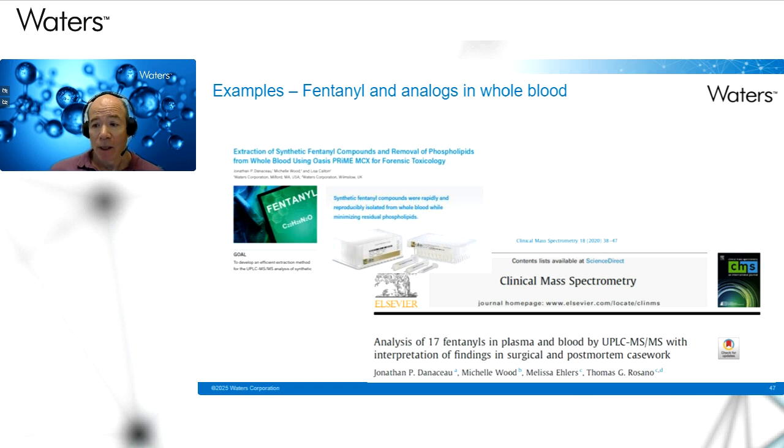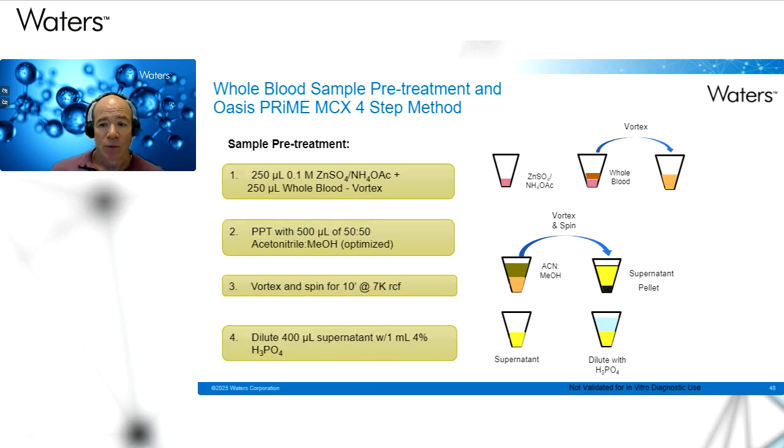Another example is looking at fentanyl and some of its newer analogs in whole blood. This is work we did a couple years ago, published as an application note as well as a peer-reviewed paper. In this case, we're looking at whole blood, and so it's a little more complex. We start with our sample pretreatment. It's a 1-to-1 with zinc sulfate and ammonium acetate, followed by a second 1-to-1 precipitation with acetonitrile and methanol. We then spin that and dilute the supernatant for the solid phase extraction.